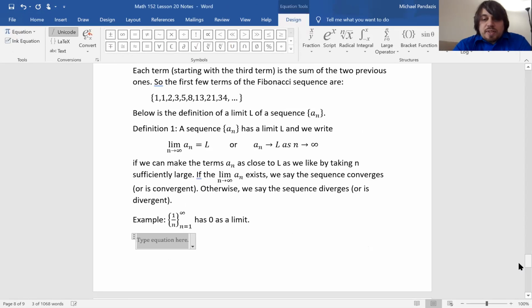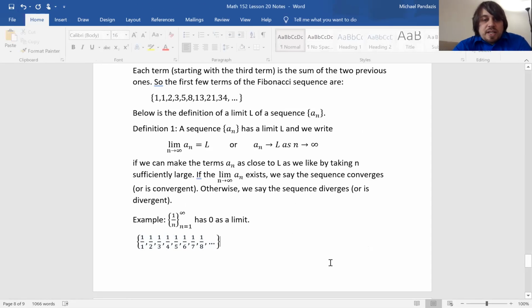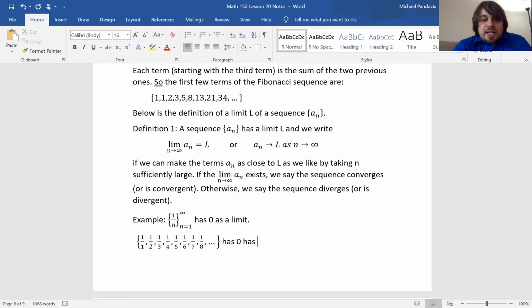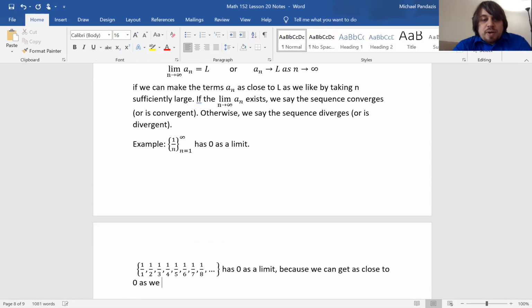If you look at the terms of this sequence, when n is 1, you have 1 over 1. When n is 2, you have 1 over 2. When n is 3, you have 1 over 3. When n is 4, you have 1 over 4. When n is 5, you have 1 over 5, 1 over 6, 1 over 7, 1 over 8, and so on. So this sequence has 0 as a limit because we can get as close to 0 as we want by taking terms in the sequence sufficiently far out.